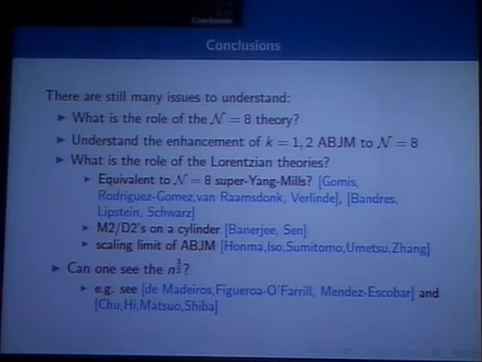Another one is to understand these Lorentzian models, which I have not discussed. There are various statements in the literature: it is sometimes said to be equivalent to N=8 super Yang-Mills if you do a gauging procedure to get rid of the negative modes. It's also been related to M2 and D2 branes on the cylinder. And there's also a paper relating it to scaling models of ABJM. I'm not going to give any details of this, just that there are lots of ideas out there that need exploring. Another one, of course, is, can you see this N^(3/2)? Again, there are some ideas that have appeared in the literature about it.